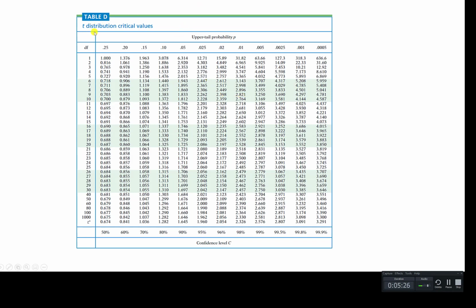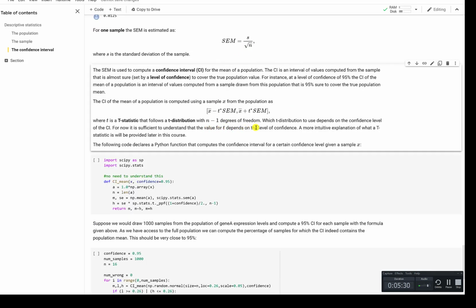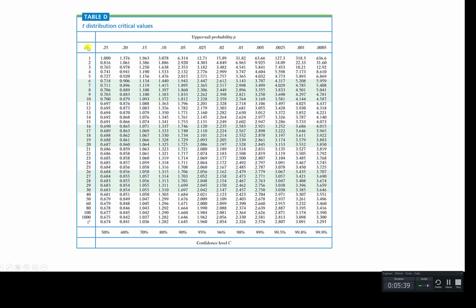So what we would need here, like we mentioned, is n minus 1 degrees of freedom. n would be the number of points, so the sample size. So it would be sample size minus 1. And that's what we have here, the degrees of freedom.